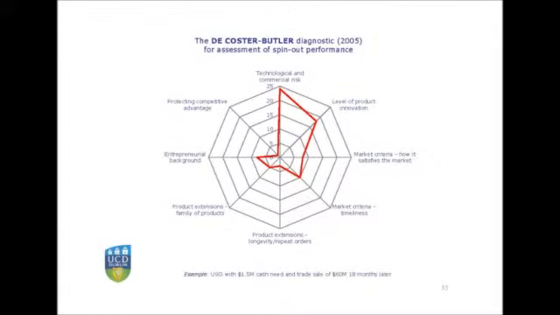And the last one is the Custer-Butler diagnostic for assessment of spin-out performance. And this is actually, I forgot to tell you, this surface is what is called a performance surface. So if the whole radar graph is covered with a red line, then you have ideal health status, so to speak. The Custer-Butler diagnostic includes technological and commercial risk, the level of your innovation, how your product will satisfy the market, market criteria, product extensions, longevity, that is what we discussed under the commitment juncture, entrepreneurial background, how strong is the team, and how will you protect, this is IP.